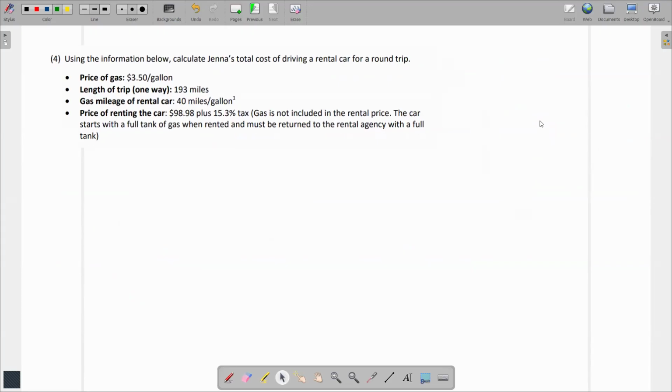All right, so we've dealt with the gas part. So I'm just going to put a little check there. Oh, sorry, this isn't Jenna's car. This is the rental car. Okay.